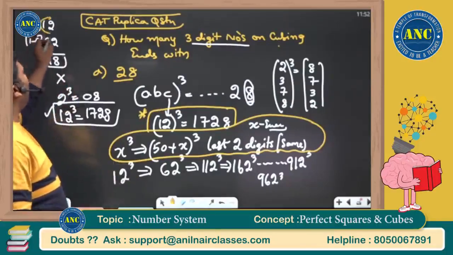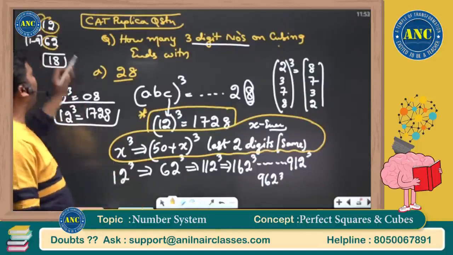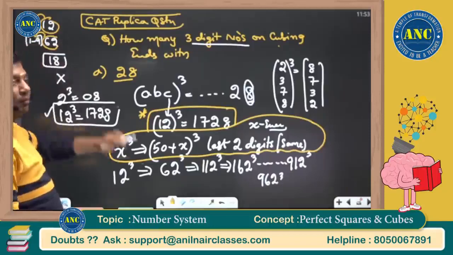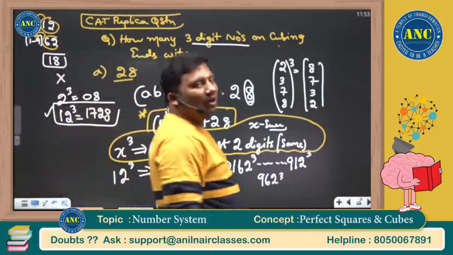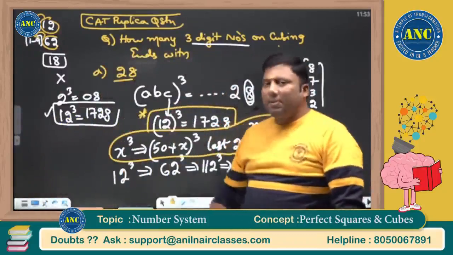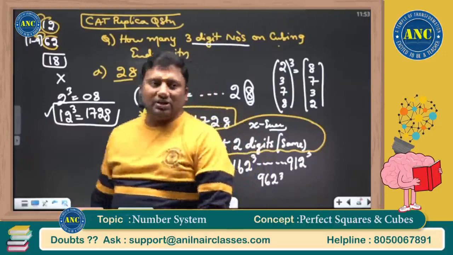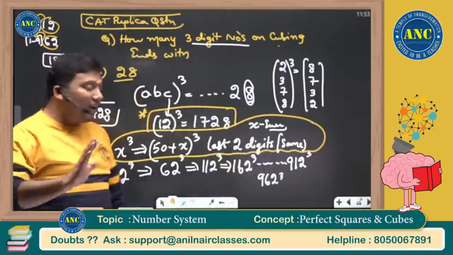So I got the lowest two-digit numbers 12, 62. Because it is a three-digit number, the hundreds place can move from 1 to 9. 9 plus 9 is nothing but 18. I hope the idea is clear.